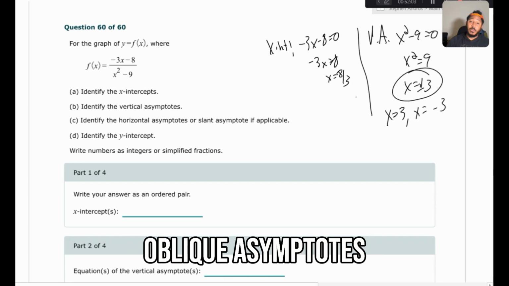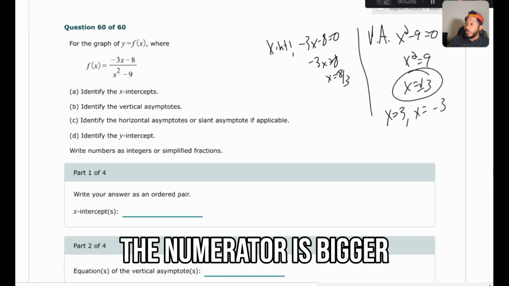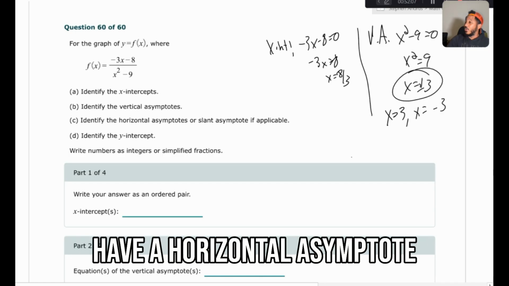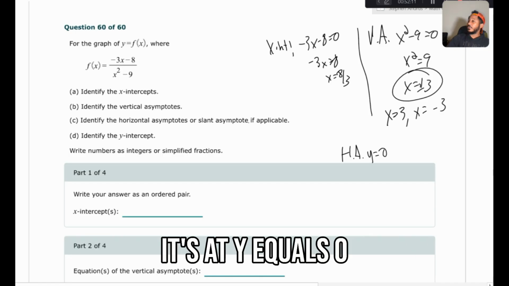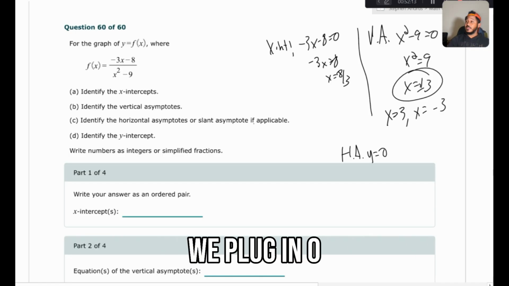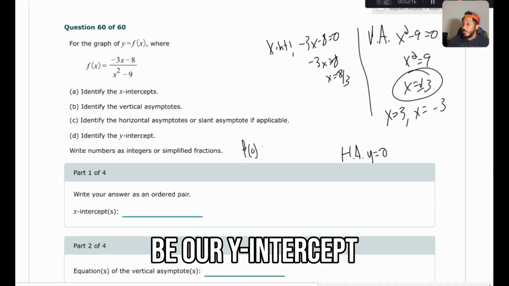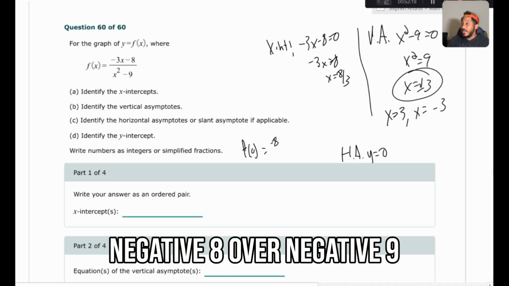Let's find the horizontal or oblique asymptote. We look at the degrees. If the degree of the denominator is bigger, then we know we have a horizontal asymptote at y equals 0. And then to find the y-intercept, we plug in 0, right? f of 0 would be the y-intercept. We get negative 8 over negative 9, so 8/9.